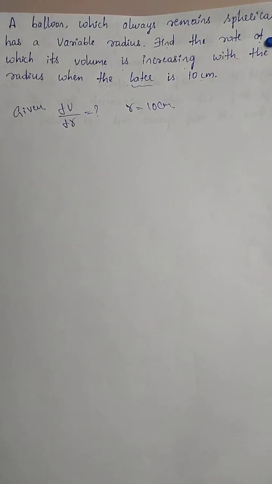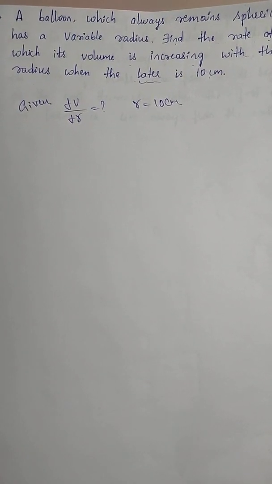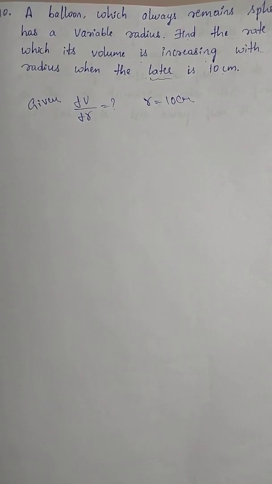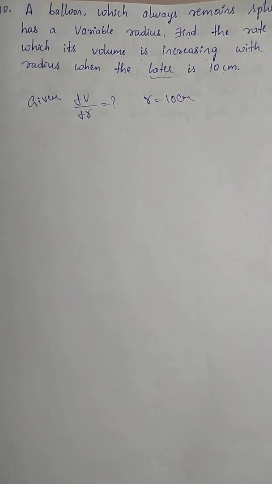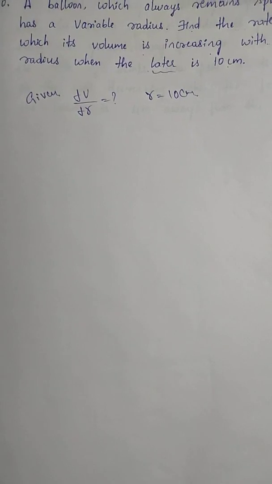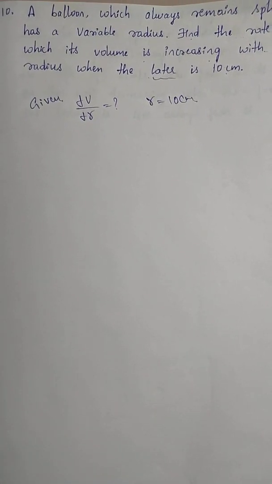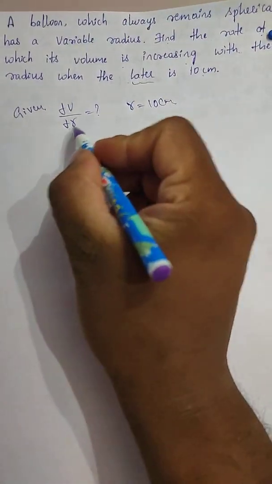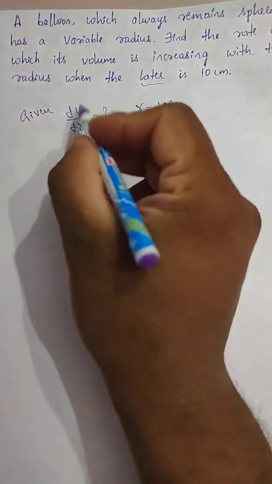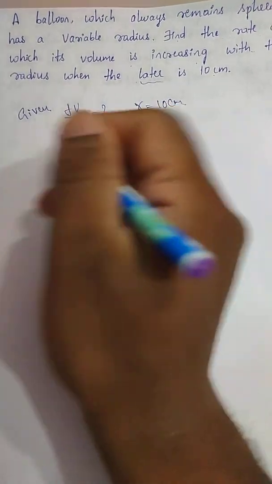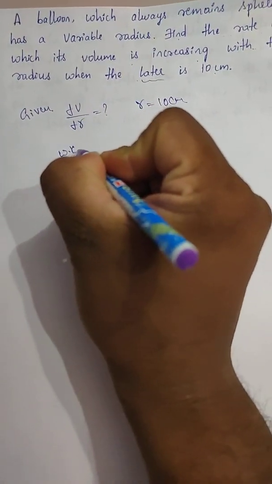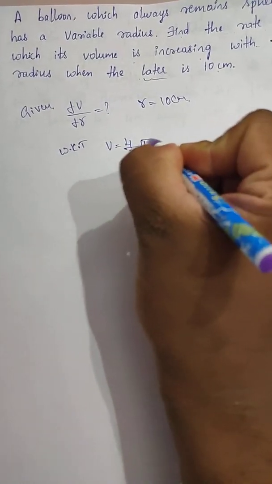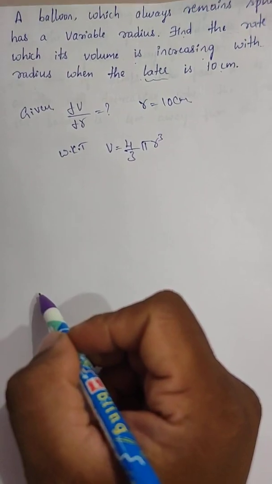Is it clear? A balloon which always remains spherical has a variable radius. Find the rate at which the volume is increasing when the radius is 10 centimeter. In the last problem they clearly told that it is changing with respect to time, but in this problem it is mentioned that it is changing with respect to radius. So now dV/dr is equal to question mark when the radius is 10 centimeter. Already we know the volume of a sphere is 4/3 pi r cube.